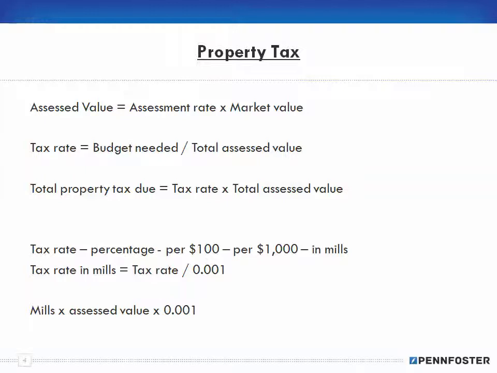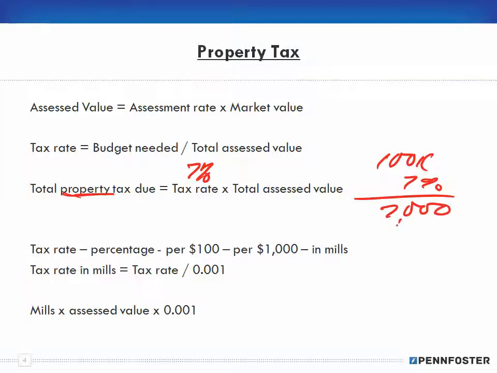Now the property tax due. If I have a tax rate of, say, 7%, and a total assessed value on a home of $100,000, my total property tax due is 7% of $100,000, or $7,000. Doesn't that look eerily the same as doing sales tax or excise tax?